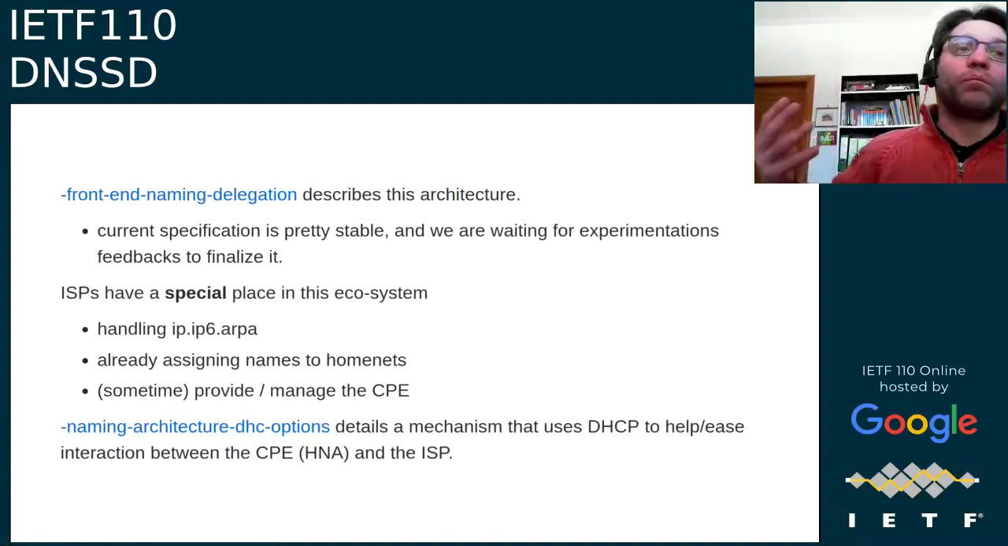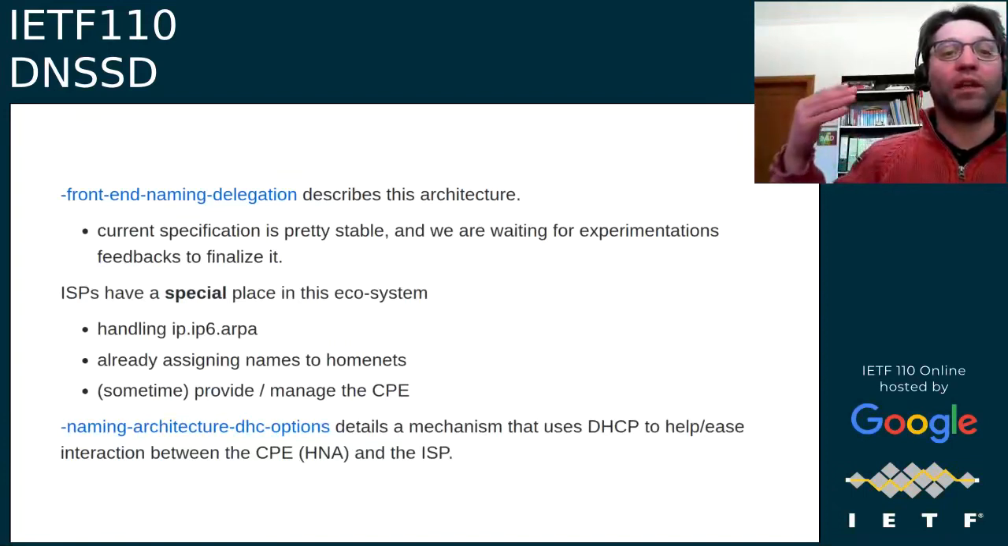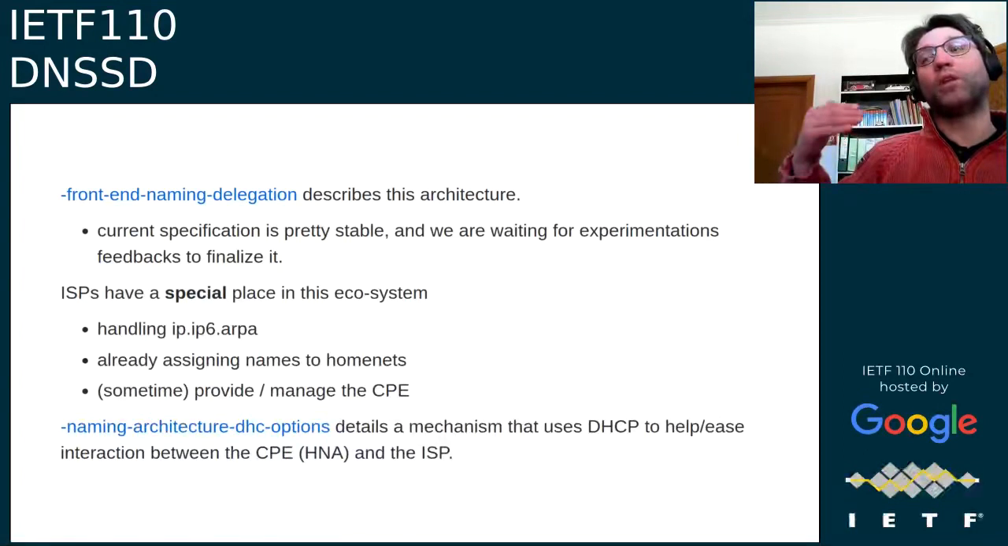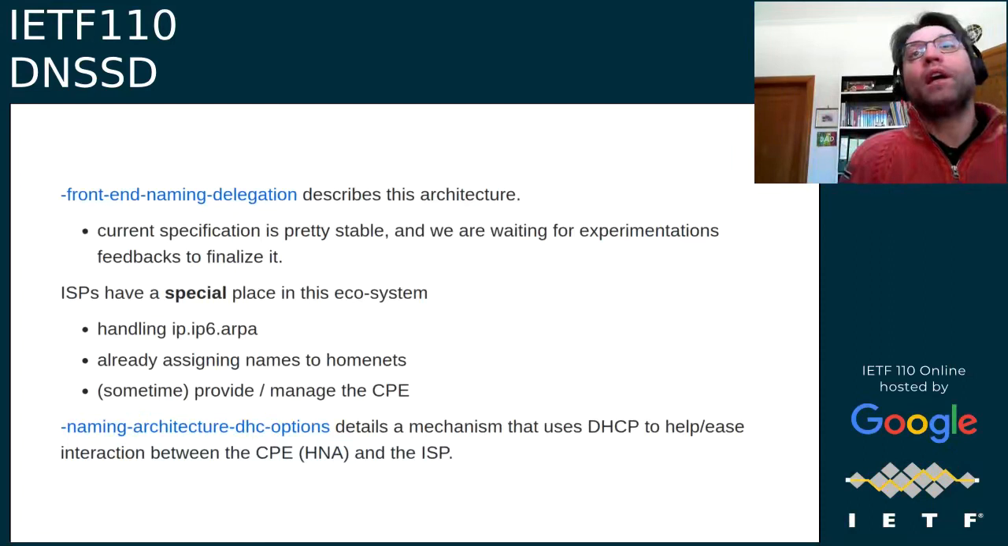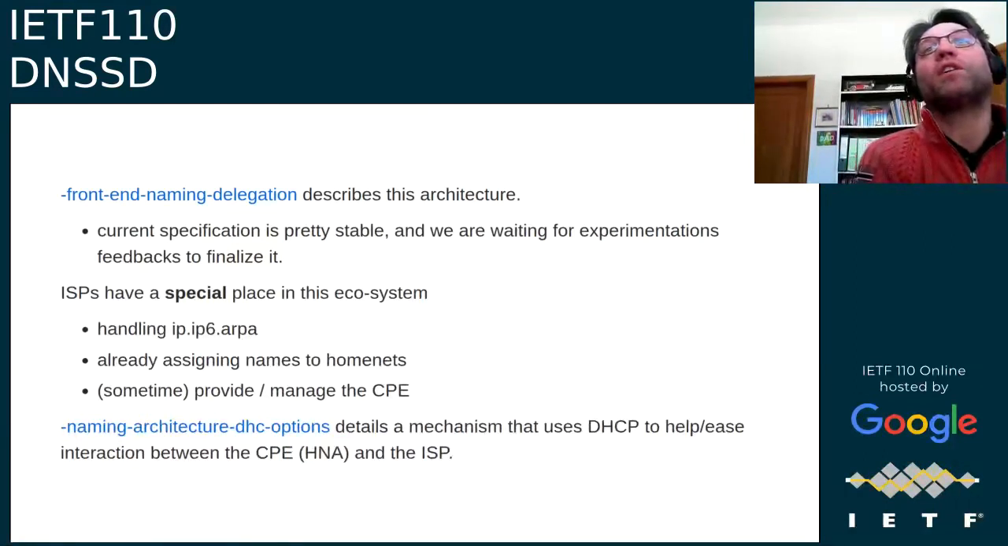Then, because in this kind of environment the ISP has a special role, we defined a second draft, which eases how an ISP can configure the Home Naming Authority using DHCP. This is why we have this naming architecture DHC options. It's clearly only intended to help the communications between an ISP and a CPE that is using DHCP. Next slide.